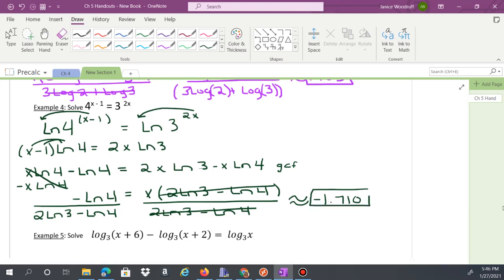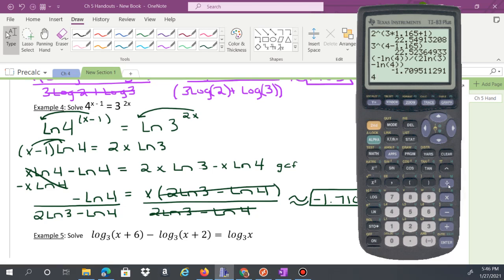Okay, let's go ahead and check that. So let's see, 4 to the, I'm just going to put a second, answer minus 1. Okay, and then 3 to the 2 times negative 1.71. So 0.0233, 0.0233. We're good to go.